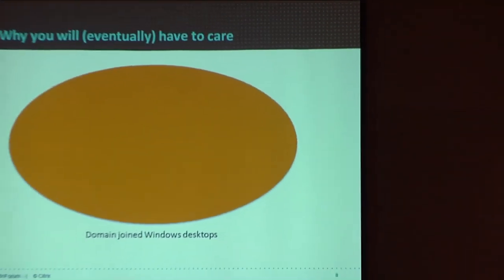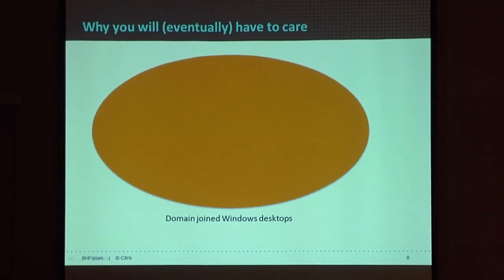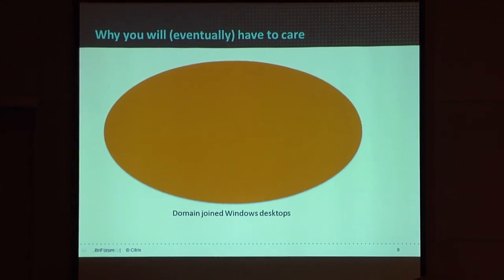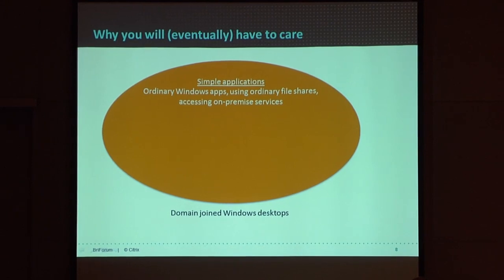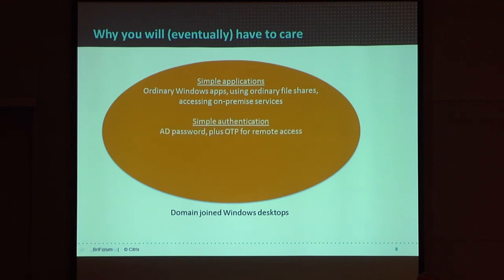Let's suppose for the moment that most of the world is a straightforward Windows domain-based environment, Windows desktops, and you've got ordinary applications running in your environment, things like the Office applications. They're using file servers, maybe you have things like Outlook connecting to Exchange, but that's all Windows integrated authentication. Logging into this system is straightforward. It's AD passwords normally, and if somebody's external, maybe they also log in with something like a SecurID.